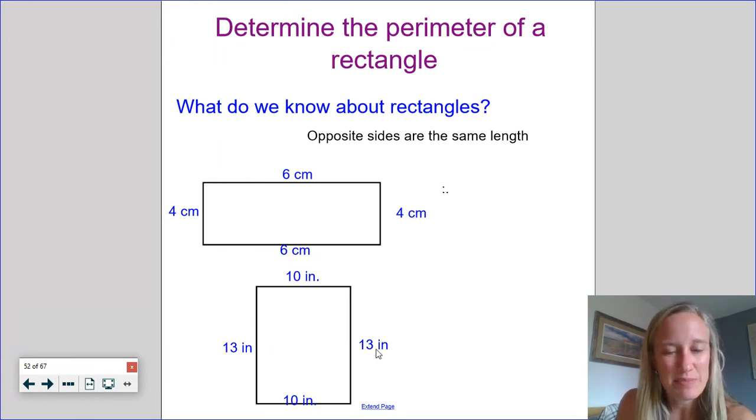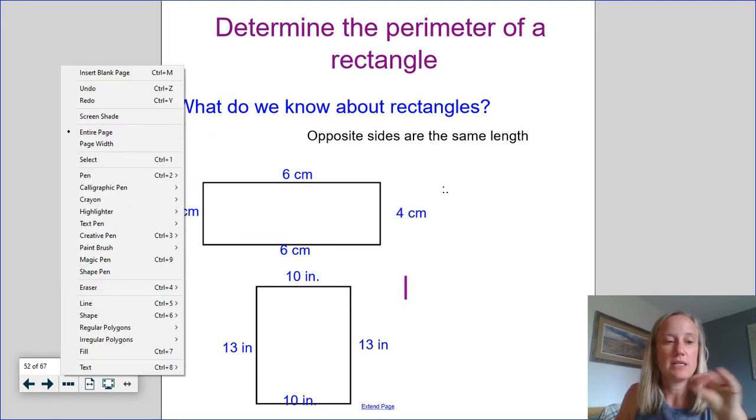So we're going to add 13 plus 13, and then we're going to add 10 plus 10, and add it all together to figure out the total distance. So 13 plus 13 is 26, and 10 plus 10 is 20. So I'm going to be adding 26 plus 20.